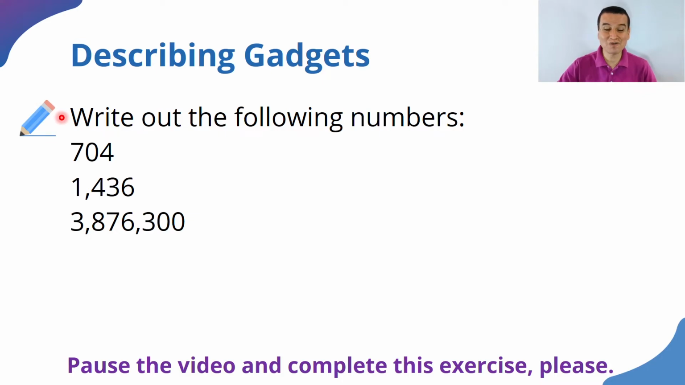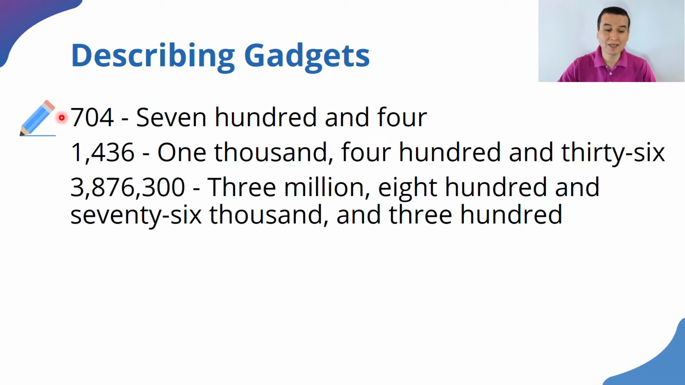All right, thank you. I hope that you have the answer for these numbers, and here is how you pronounce them using words. First one, 704. All right, next one, 1,436. Yes, and the last one, 3,876,300. All right, good. Yes, I hope that you have them all correct. Good. Are you sure you have all those correct? If not, you can always rewind the video and check your answers again.